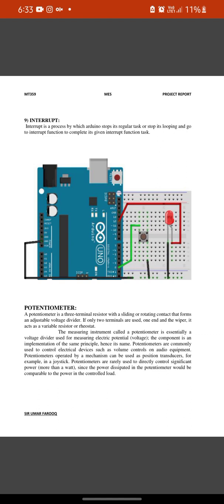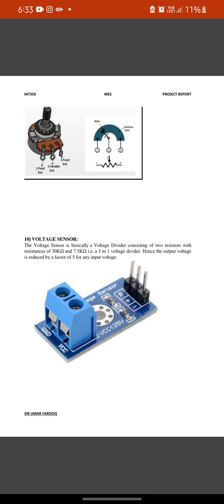Potentiometer. A potentiometer is a three-terminal resistor. It is used to control voltage, like when you have to control the speed of something, some motor. Potentiometers are not really used directly to control significant power, since the power dissipated in the potentiometer would be comparable to the power in the controlled load. So we used this type of potentiometer, which has three pins: two fixed and one variable.